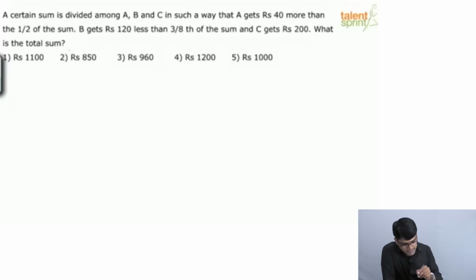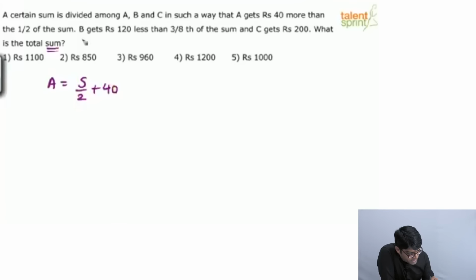Alright, so let's look at this. The question says a certain sum is divided among A, B and C in such a way that A gets 40 more than half of the sum, B gets 120 less than 3/8 of the sum, and C gets rupees 200. What is the total sum? What a smart student would do immediately is assume the sum is S. A gets 40 more than half of the sum, S by 2 plus 40. B gets 120 less than 3/8 of the sum, so 3 by 8 of the sum minus 120, and C gets 200. This is given to us straight away. He's asking us to find the total sum.